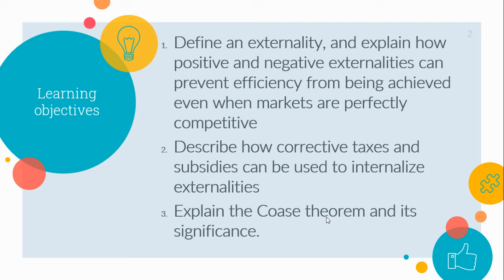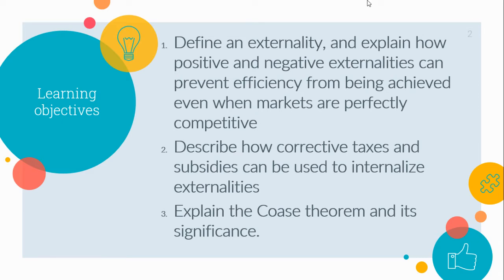Number two is to describe how corrective taxes and subsidies can be used to internalize externalities. And third is to explain the Coase theorem and its significance. So let's discuss.